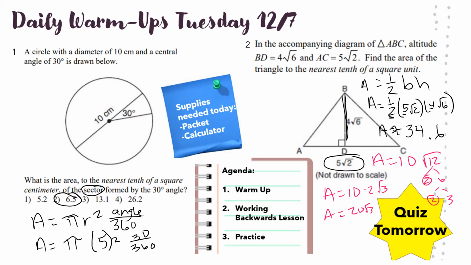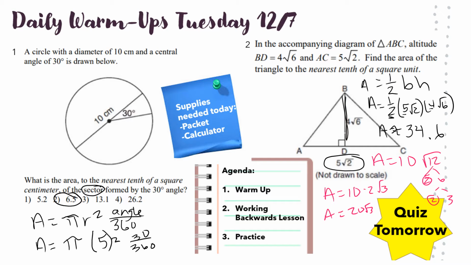Number two, it's asking simply for the area, and that's a triangle. Don't be worried about what you have as far as numbers. It's just still the same thing. The base is 5 radical 2. The height is 4 radical 6. So this is simply 1/2 times 5 radical 2 times 4 radical 6. You can type all of that into your calculator if you want to and get the approximated decimal.